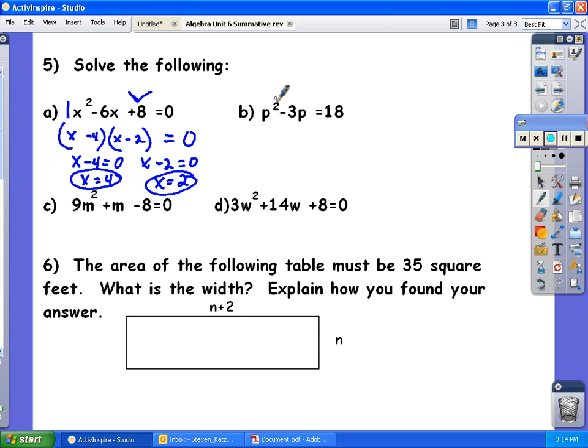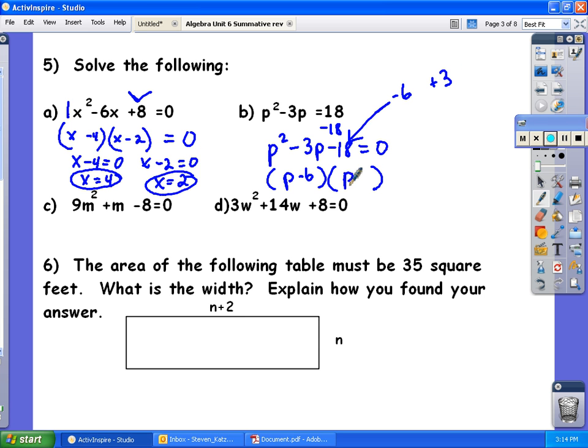Here I have a quadratic again, but I need to get it equal to 0. And once again, I have one of those special trinomials, and there's a 1 in front. So I know that this is going to be easy to factor. I'm looking for my factors of negative 18 that add to negative 3. So I'm going to use negative 6 and positive 3. So p minus 6 and p plus 3 equals 0. And when you set each of those equal to 0, you're going to solve them, and you'll get p equals 6 and p equals negative 3.